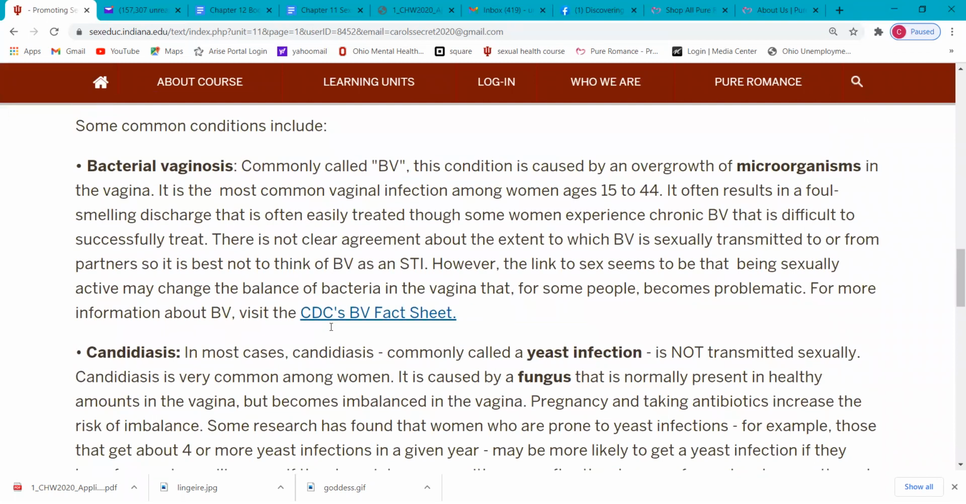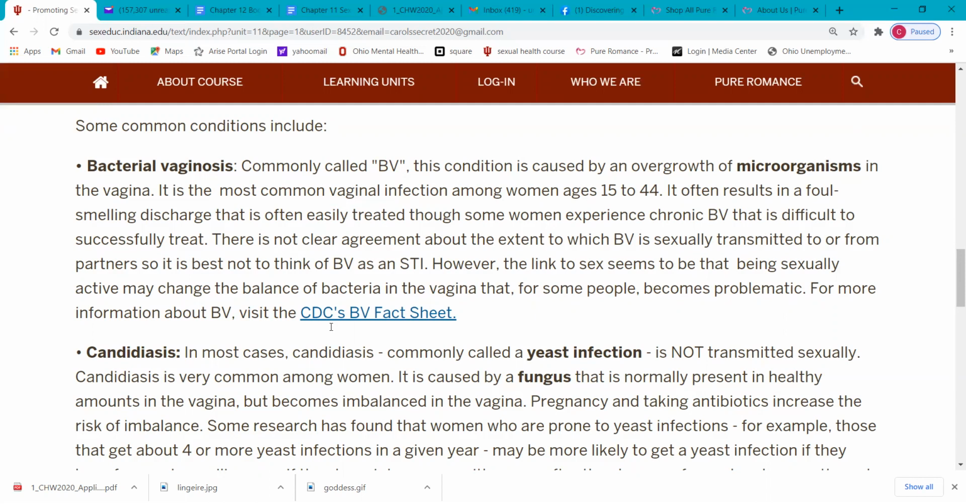So some common conditions include bacterial vaginosis, called BV. Now, this condition is caused by an overgrowth of microorganisms in the vagina. It is the most common vaginal infection among women 15 to 44. It often results in a foul-smelling discharge that's often easily treated, though some women experience chronic BV that is difficult to successfully treat. There is not a clear agreement about the extent to which BV is sexually transmitted to or from a partner, so it's best not to think of BV as an STI.